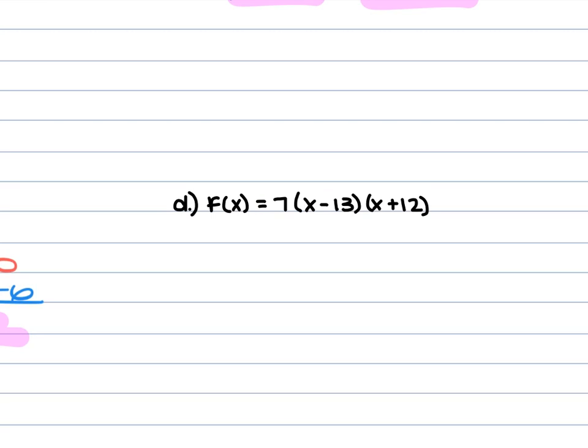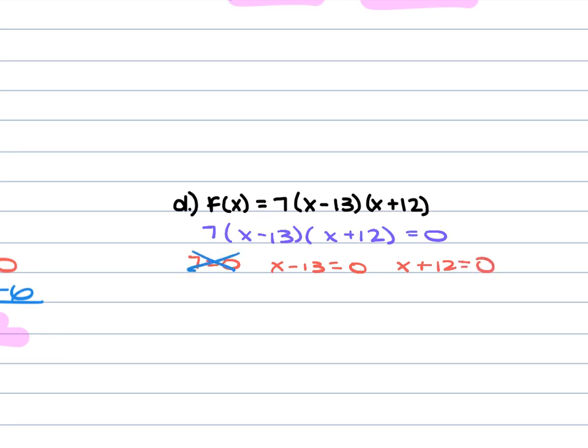For D, we have f of x is equal to 7 times x minus 13 times x plus 12. So we're going to rewrite this as 7 times x minus 13 times x plus 12 is equal to 0. We're setting each part equal to 0, so 7 is equal to 0, x minus 13 is equal to 0, and x plus 12 is equal to 0. But 7 is equal to 0 is a false statement, so we're not going to work with that one.